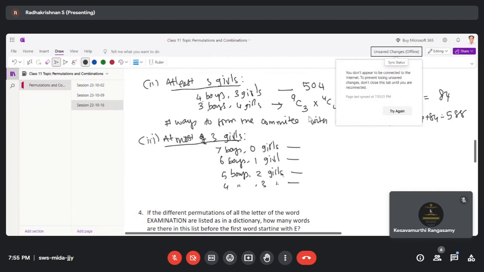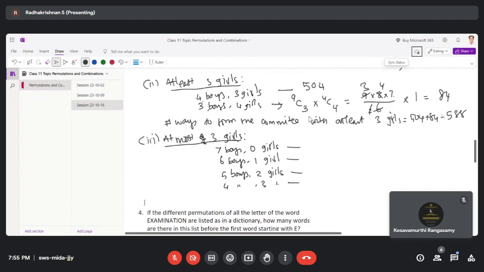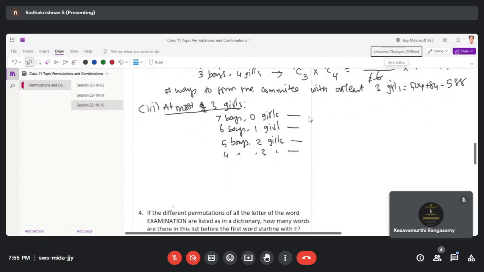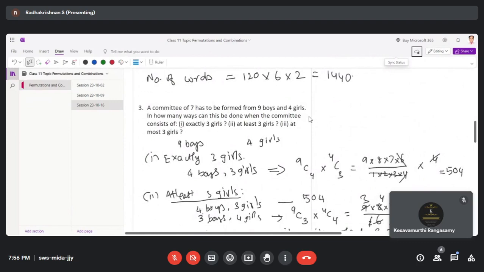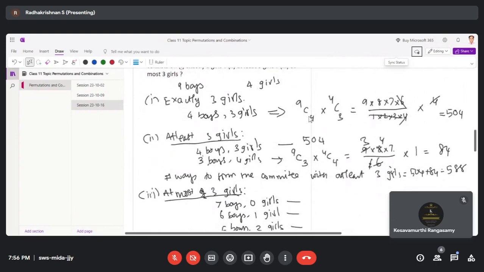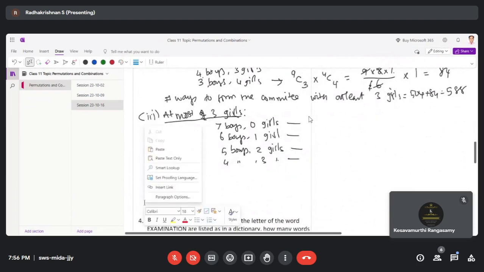That is one way. The other way is to count how many ways we can select the total combinations of forming the committee. Forget about boys and girls. Totally there are how many people? 13 people are there, 9 boys and 4 girls, out of which 7 need to be selected, right? So without considering boys or girls, the total number of combinations we can make is 13C7.